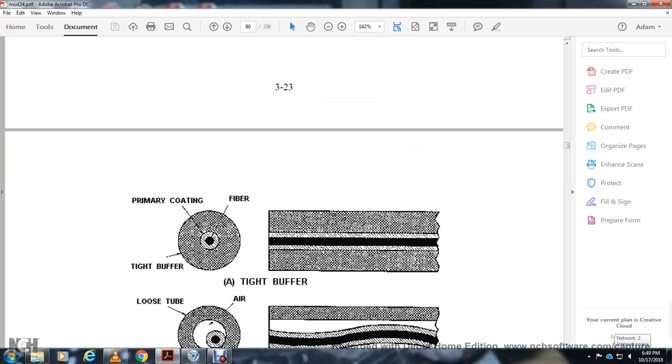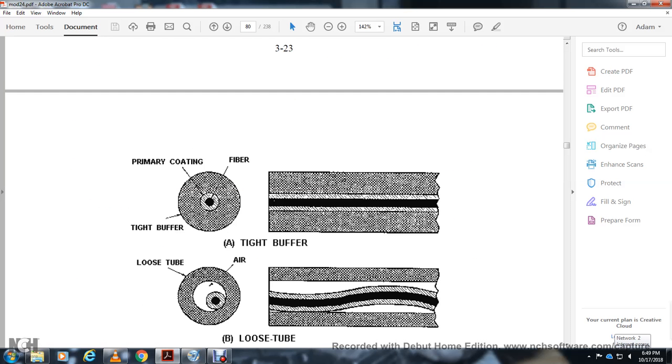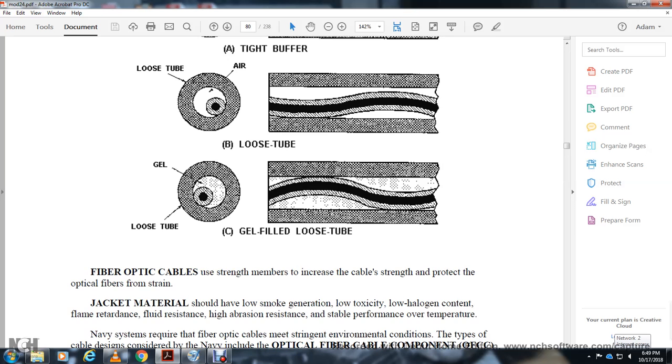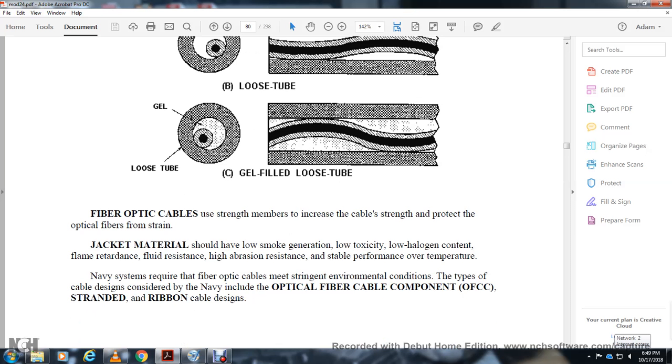Primary coating, fiber types, loose tube, air loose tube, gel loose tube, gel filled loose tube. A fiber optic cable has strength members that protect the optical fibers from strain.